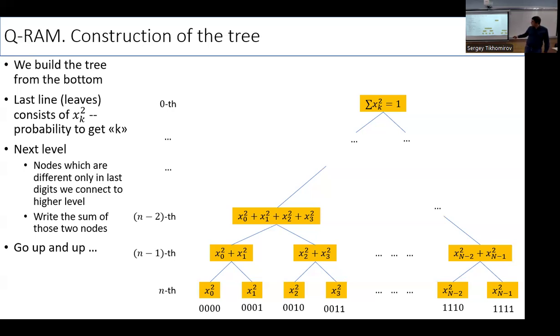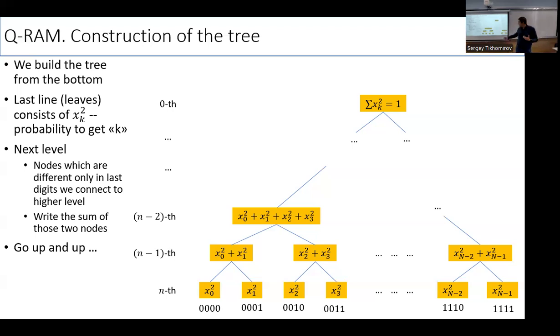Let us look at two sequences of digits which are different only in the last digit. If they are different only in the last digit, we connect them to a node on top of them on the next level. So this was the nth level, and we go to the n-1 level. There we write the sum of the numbers on the nodes below it. So here x0 squared plus x1 squared, here x2 squared plus x3 squared.